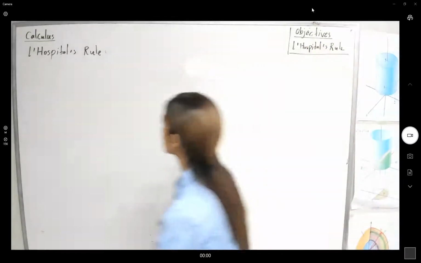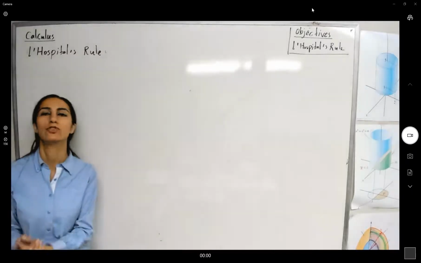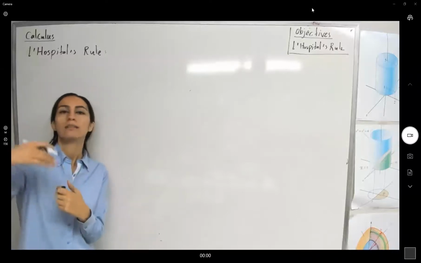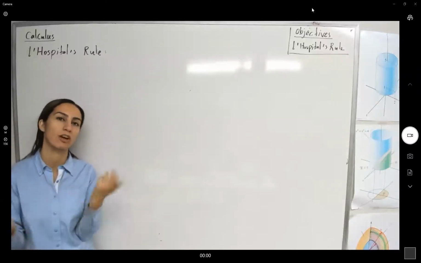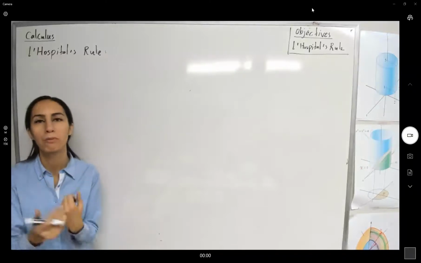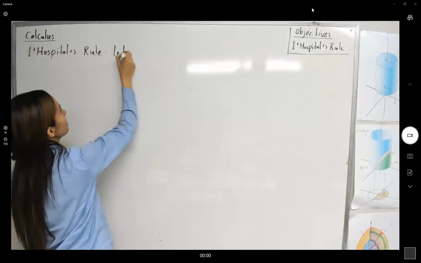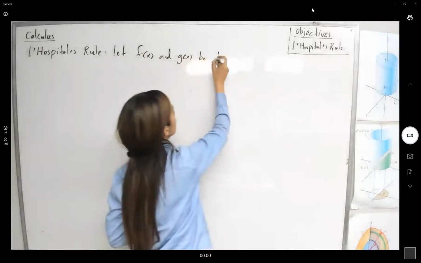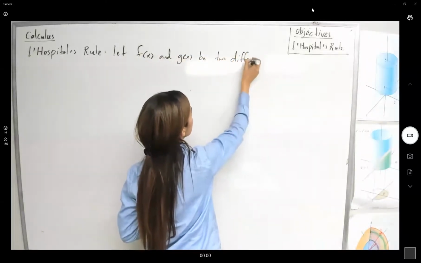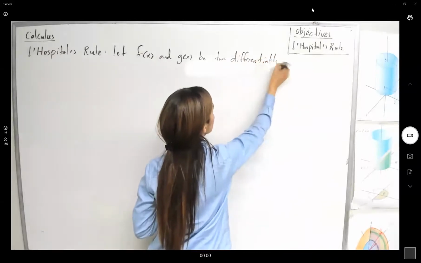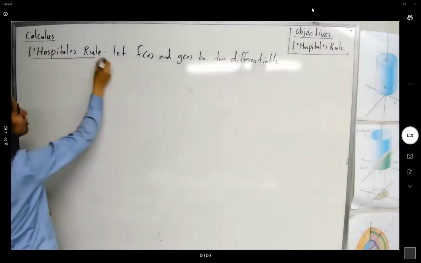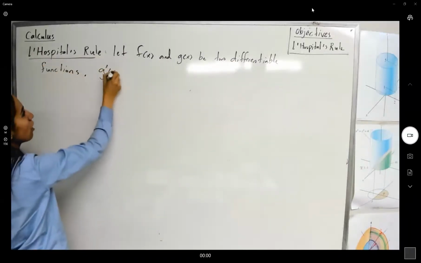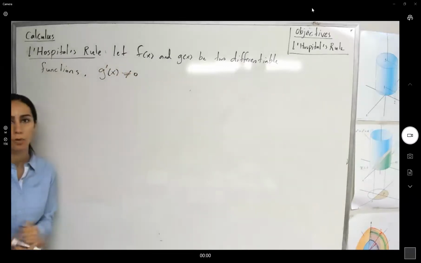So L'Hôpital's Rule says that suppose you have two differentiable functions. It means that the limit of the direct definition that we define for the derivatives, both limits exist. Let f of x and g of x be two differentiable functions, and suppose the derivative of g is never 0.